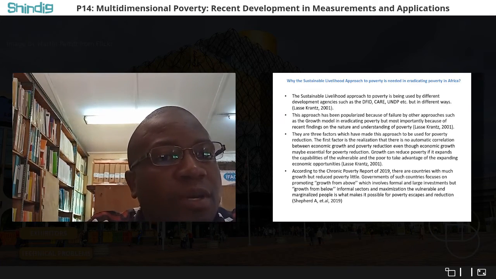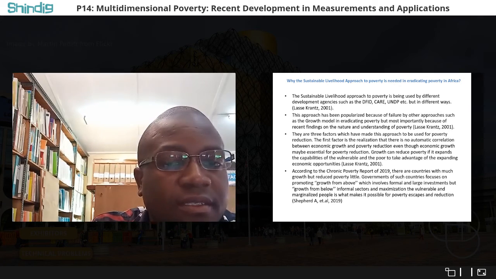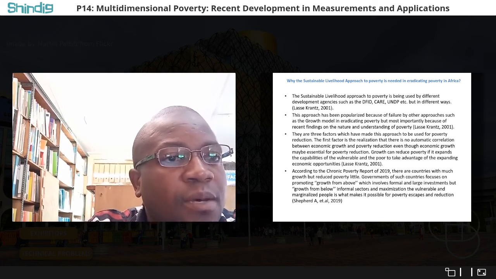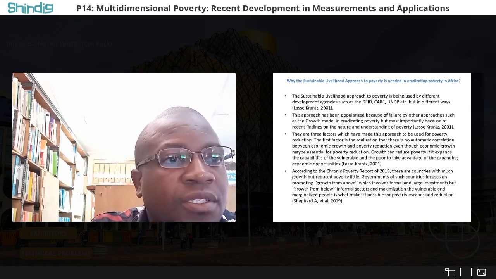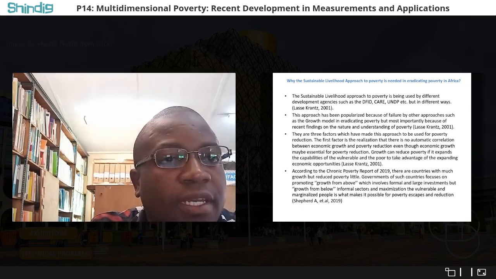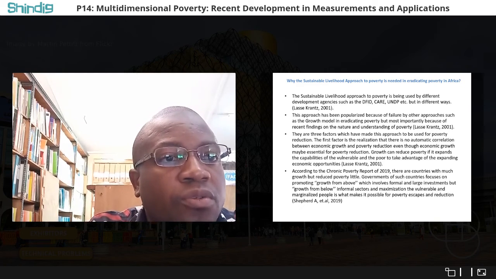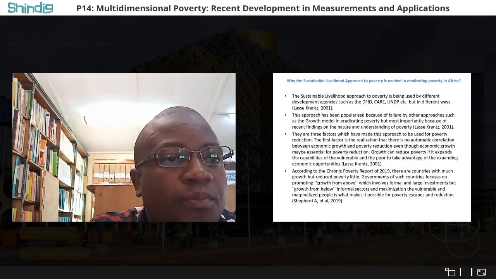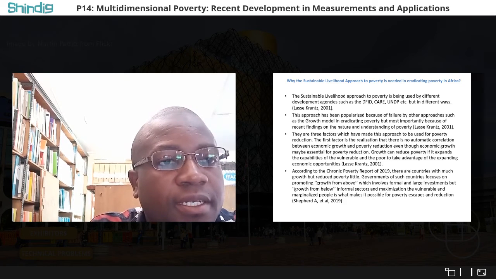The Sustainable Livelihood approach to poverty is being used by different development organizations such as DFID, CARE, UNDP, etc. This approach has been popularized because of the failure by other approaches, such as the growth model, in eradicating poverty, but also because of the recent finding on the nature and understanding of poverty. There are basically three factors which have made this approach to be used for poverty eradication.